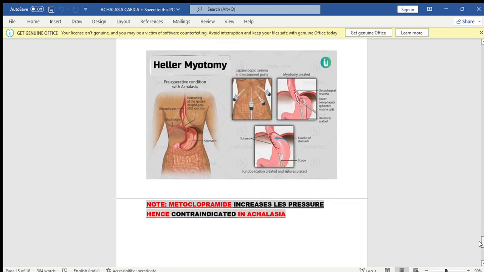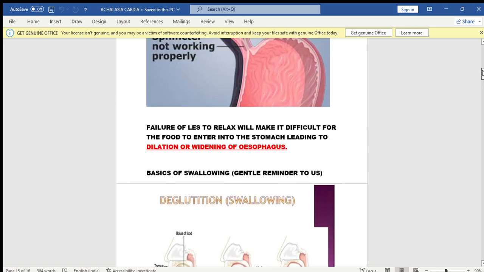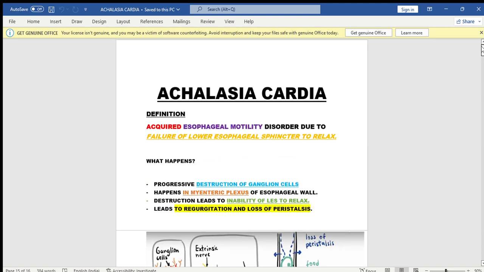So Heller's myotomy is the best method for treatment, and the gold standard for diagnosis is manometry, right? And an important point to note is that prokinetic drugs like metoclopramide are contraindicated in Achalasia cardia. The reason is that they increase the lower esophageal pressures, hence they are contraindicated in Achalasia cardia, right?